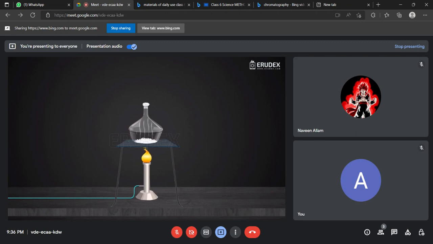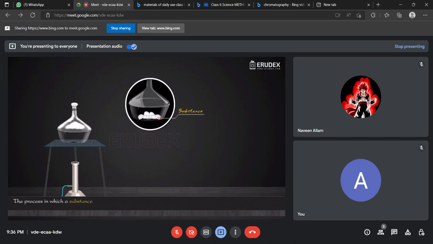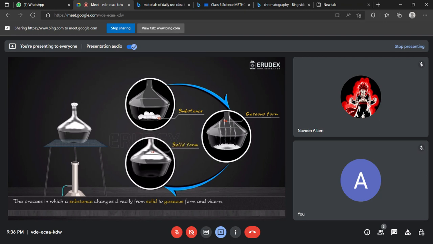After some time, you can observe that the camphor converts to gaseous state without forming any liquid state. Similarly, on cooling, the gaseous form of camphor changes directly into a solid form without going to any liquid form. The process in which a substance changes directly from solid to gaseous form and vice versa is called sublimation.